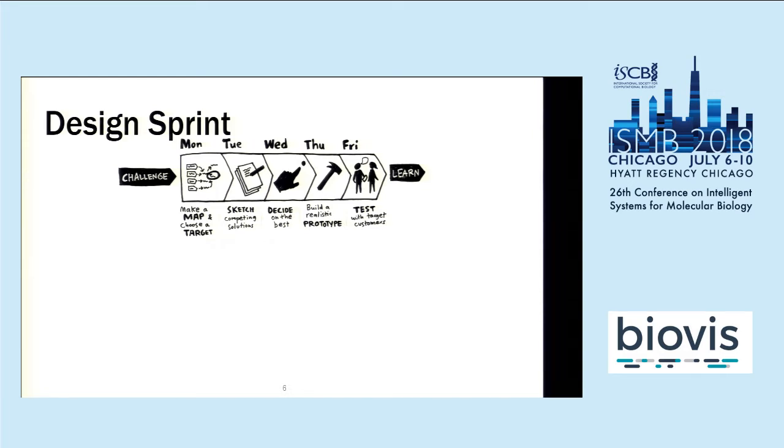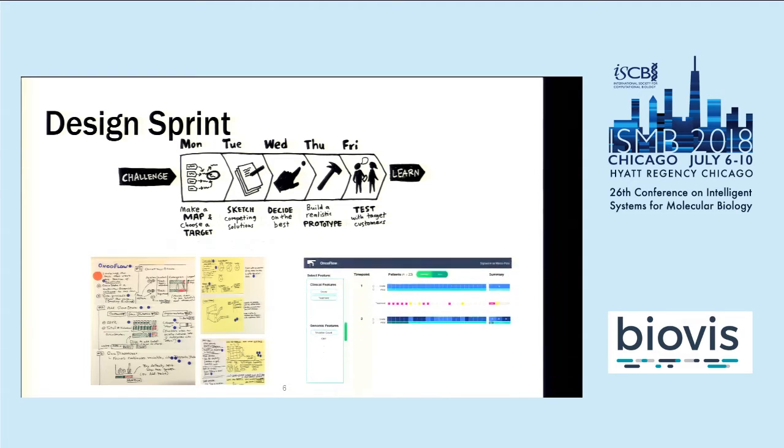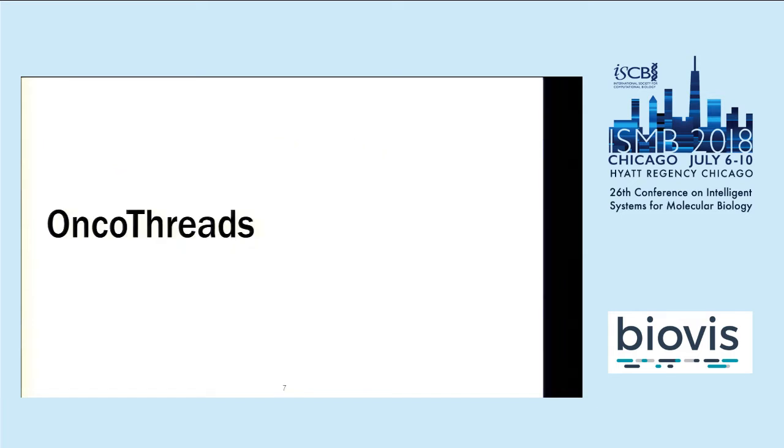So you start defining your goal and interviewing users on Monday. And on Tuesday, you start sketching. On Wednesday, you decide on the best sketch. And you implement a simple prototype with this sketch on Thursday. You do that with Keynote or PowerPoint slides, so there's no real programming involved. And on Friday, you take this prototype and test it with potential end users. Based on this prototype and the feedback we received for it, we developed our tool called OncoThreads.